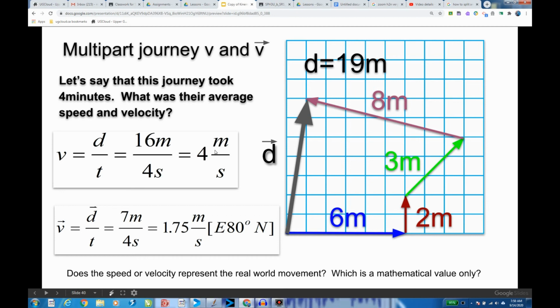So there we go. Now, which of these really represents the actual speed of the object? This object, was it moving at 4 meters a second? Or was it moving at 1.75 meters a second? Which one is a mathematical illusion, I suppose? Or what would happen if you did it in a single pass? And which one represents really what you would be hit by if you got in its way?